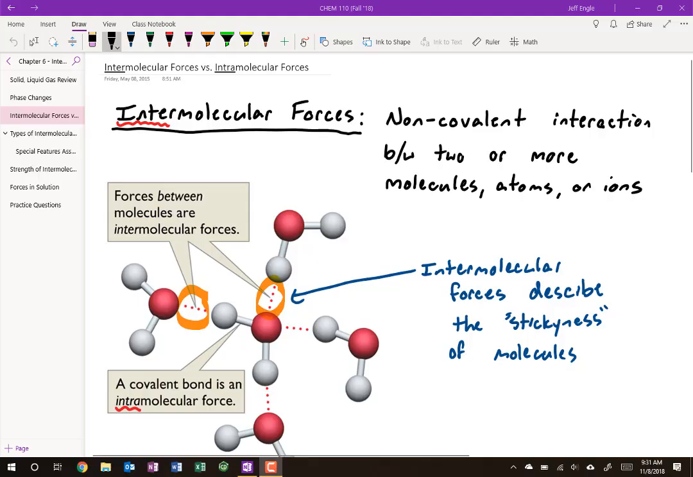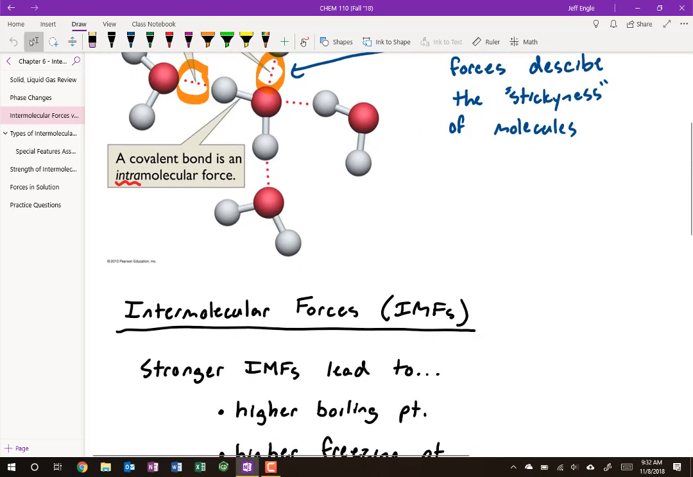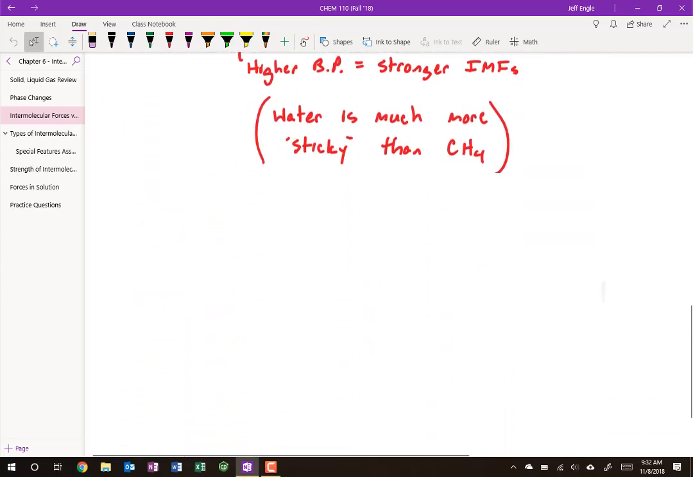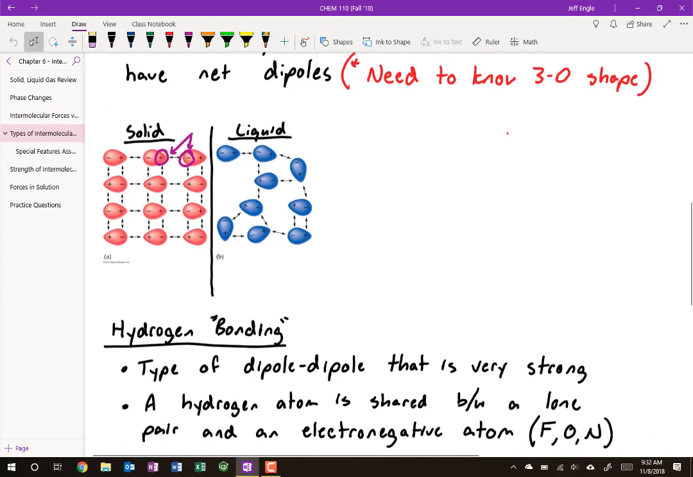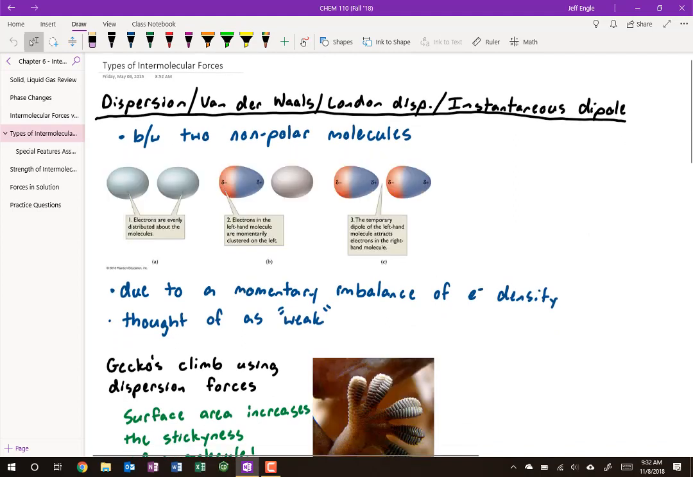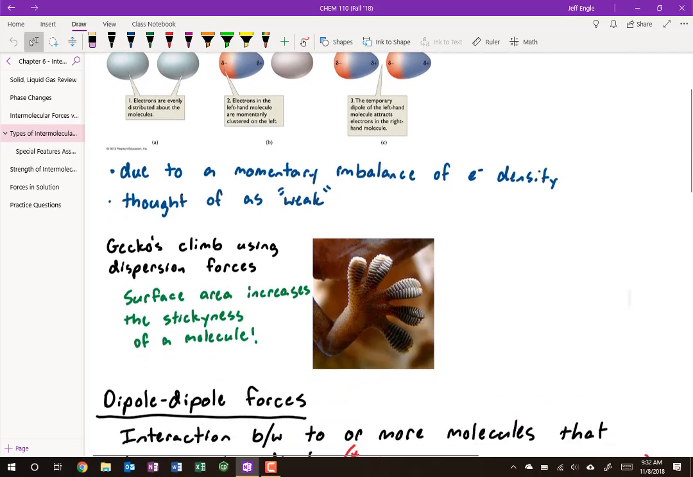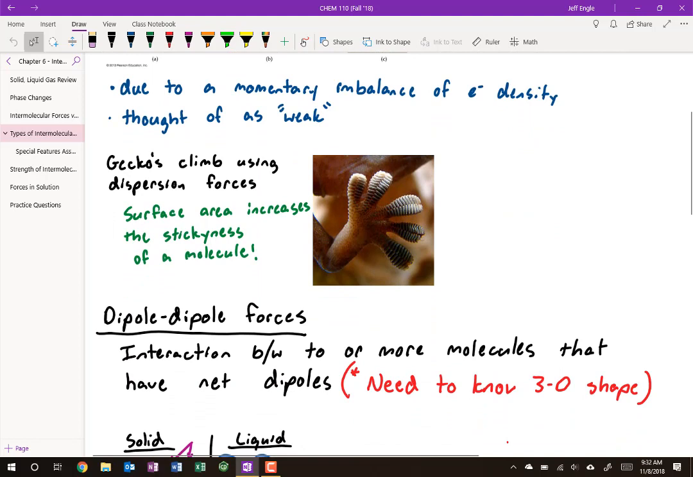All right, so yesterday we talked about intermolecular forces, and we said that that's basically describing how molecules stick together in space. And we started out talking about a handful of them. So let's go back and talk about the main types. The first one that we had was dispersion or van der Waals or London dispersion or instantaneous dipoles. That describes the attraction between two nonpolar molecules, and it's due to a momentary imbalance of electron density. And we said this is thought of as a weak force, but it really depends on the surface area involved. If you have a lot of surface area, the things get pretty sticky.